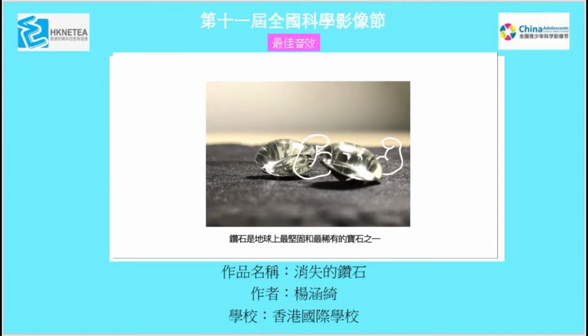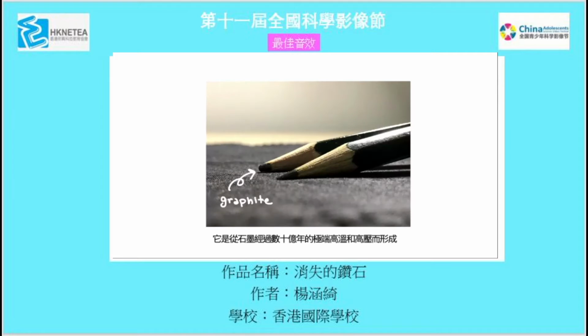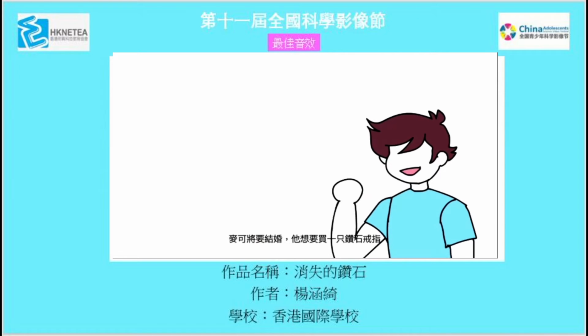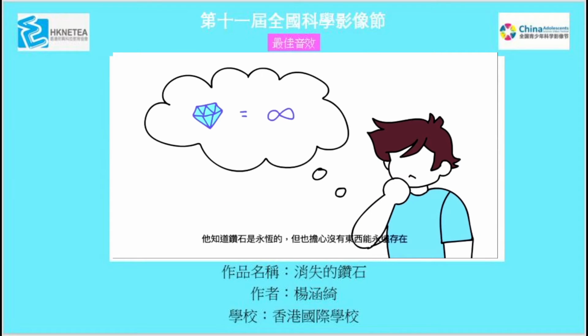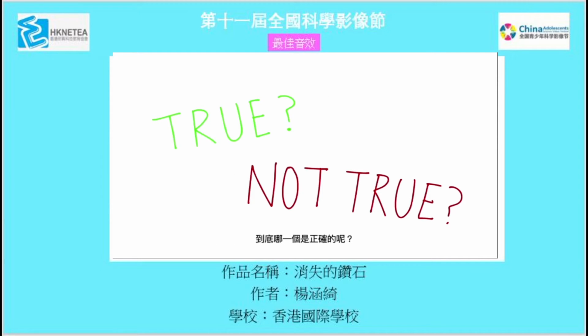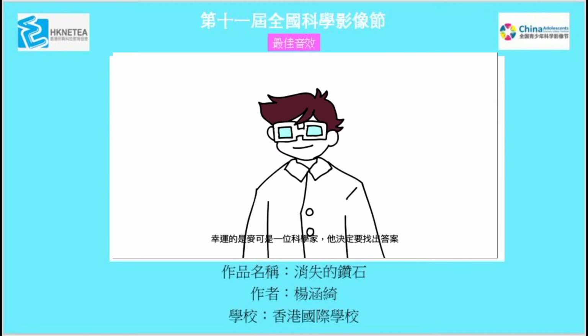Diamond, one of the strongest and rarest gemstones on the planet, forms from graphite through billions of years of extreme heat and pressure. Michael wants to buy a diamond ring, as he is getting married soon. He knows that a diamond is forever, but also worries that nothing lasts forever. So what's true and what's not? Luckily, Michael's a scientist, so he decides to find out the answer.